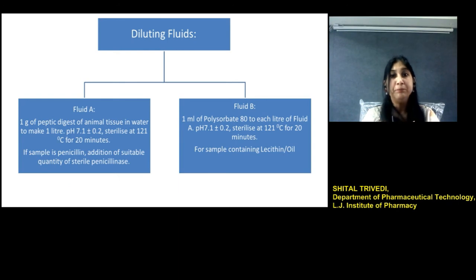for 20 minutes. If the sample has antimicrobial activity like penicillin, then these diluent fluids can be modified by adding the sterile penicillinase enzyme. If the product has an insoluble substance, then diluent fluids can be modified by adding suitable solubilizing agents which help in solubilizing this insoluble substance. Now, when the product contains lecithin or oils, the recommended diluting fluid is fluid B, and that is prepared by adding 1 ml of polysorbate 18 into 1 liter of fluid A.